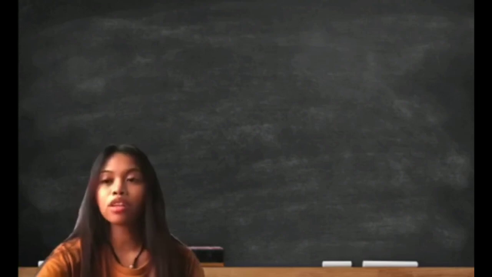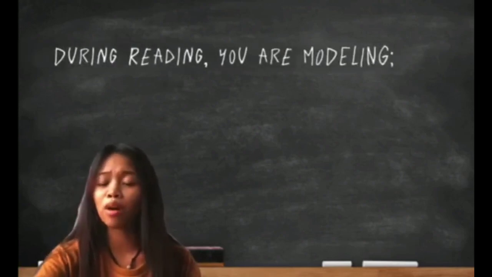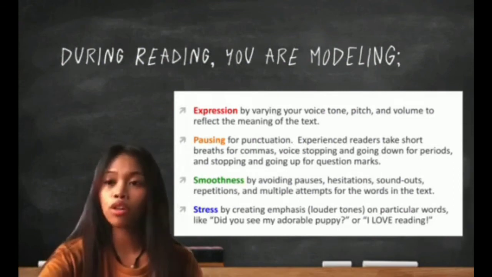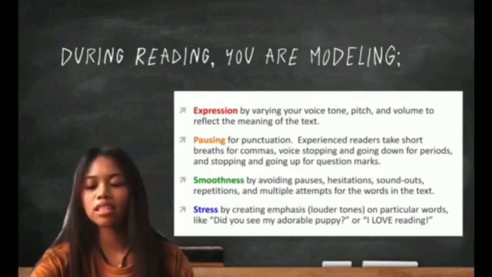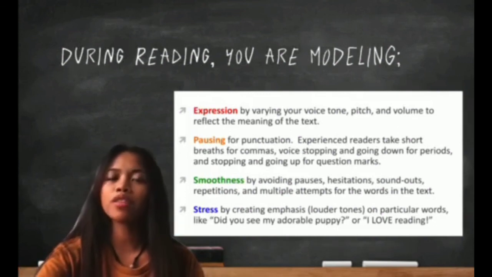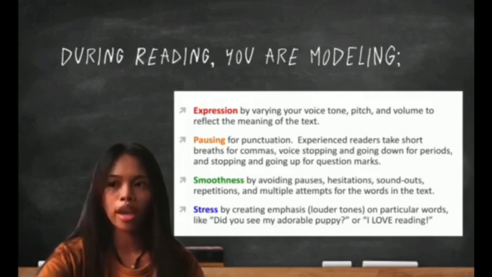You also have to tell your students that in reading you are modeling expression, which is varying tone, pitch, and volume to reflect the meaning of the text. Next is pausing for punctuation. So obviously when there's a comma, you have to take a pause, and when there's a period, you have to stop and then go again if there's another continuing sentence.